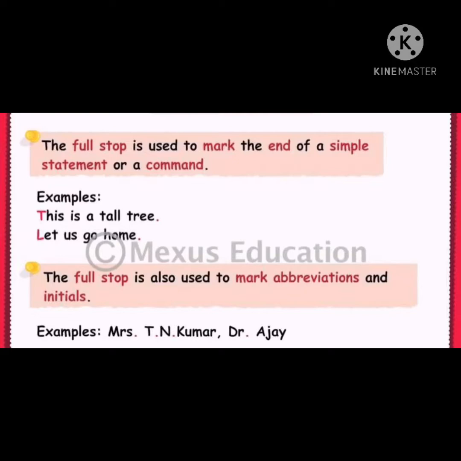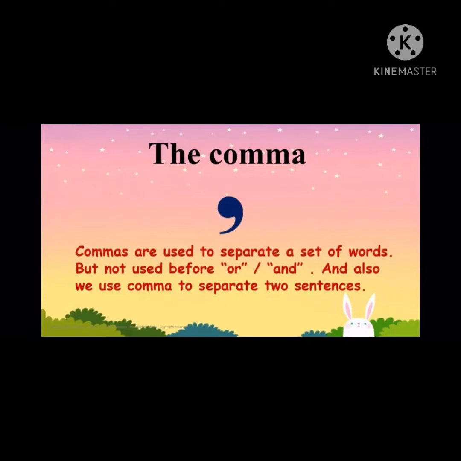Moving to the third punctuation, that is the comma. Now children, let us see where do we use commas. Commas are used to separate a set of words, but not used before or and also we use comma to separate 2 sentences. So commas are used to separate set of words, when same category is given. So we have to use comma to separate those words from each other, but we have to make sure we do not use before these 2 words, that is or and and. And commas are also used to separate 2 sentences.